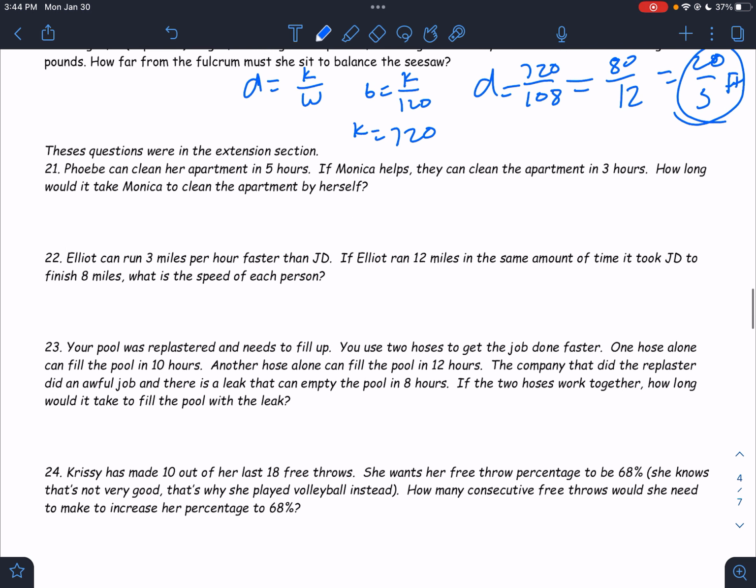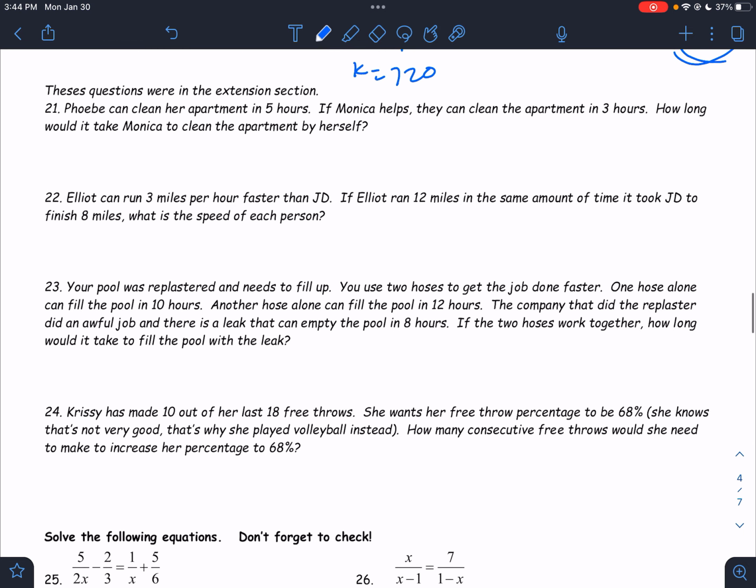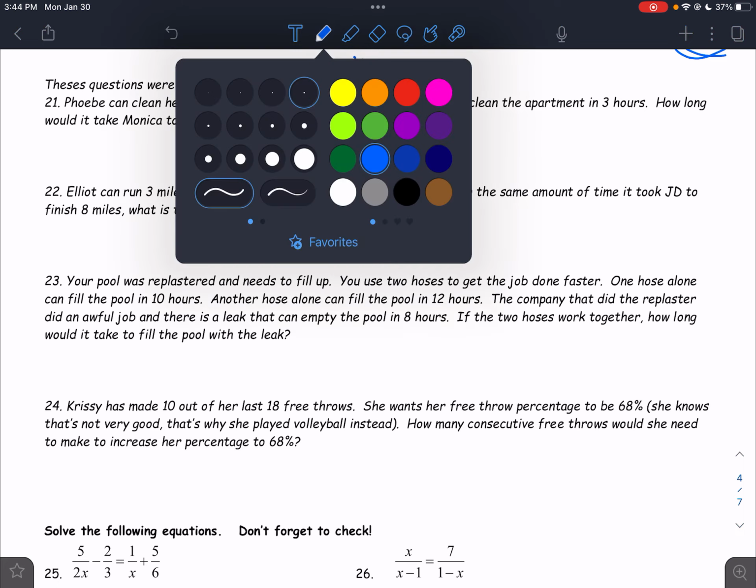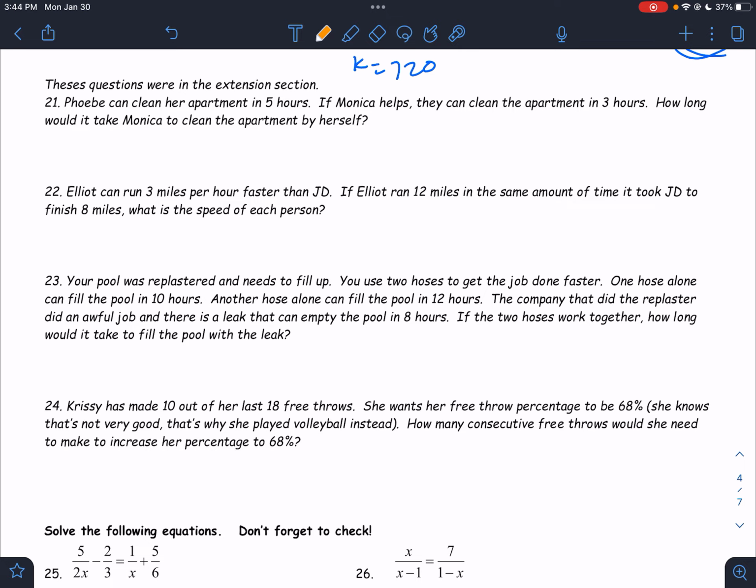Okay. Phoebe can clean her apartment in 5 hours. If Monica helps, they can clean the apartment in 3 hours. How long would it take Monica to clean the apartment? I am going to be honest. I think these are the hardest questions in all of Algebra 2. I have to think the hardest on these, so I apologize if I am a little bit slow, but I got to think through these big time.